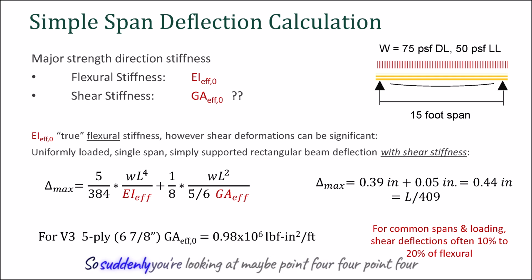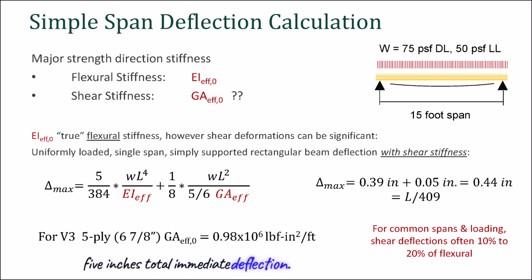Wow, really? Yeah. So suddenly you're looking at maybe 0.44, 0.45 inches total immediate deflection. This means shear deflections can often chip in maybe 10 to 20% of the total sag. It's a detail designers absolutely cannot overlook. Ignoring it would mean underestimating how much the floor will actually deflect right after the load is applied. That's fascinating, that something seemingly subtle, like internal shear, can add that much noticeable deflection.